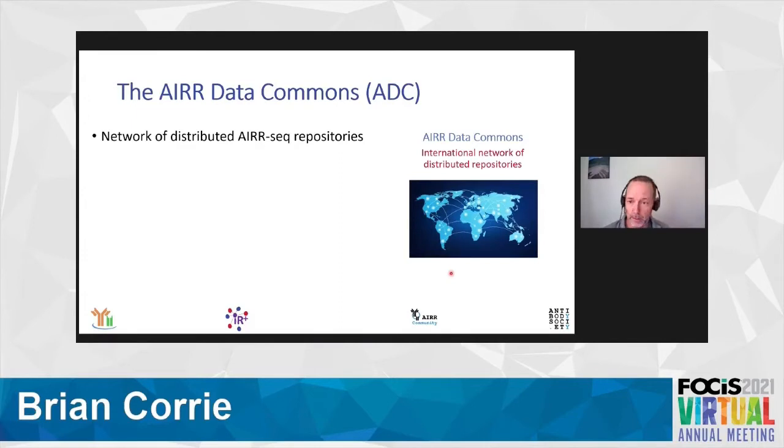So what is the AIRR Data Commons? As Christian mentioned, it's an international network of distributed repositories, and those repositories are distributed around the world. Currently, the AIRR Data Commons consists of 4 repositories, contains data from 60 studies, and from those 60 studies, there are over 4 billion sequences.